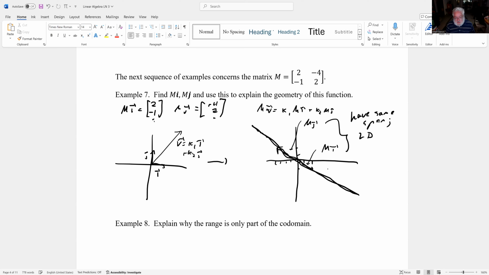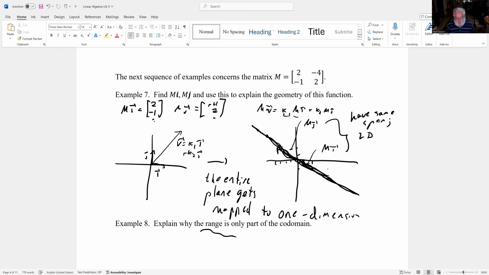Where is that going to land you? Well, k1 times mi, that lands you somewhere on this line. And then k2 times mj lands you somewhere on this line as well. So the sum is also on this line. So the entire plane is mapped to one dimension, just one line.